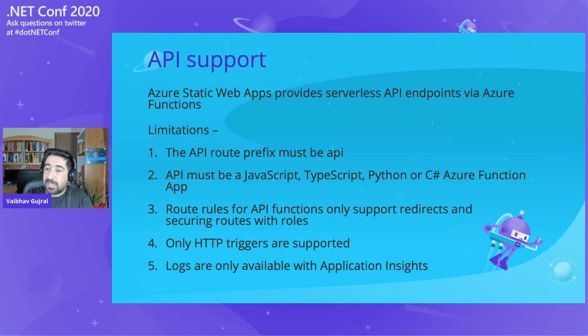And next, Azure Functions supports many triggers, as you will be aware if you are creating an Azure Functions resource. But when you are using Azure Functions based API endpoints with Azure Static Web Apps, it only supports the HTTP trigger. Lastly, these API endpoints don't support the classic Azure Functions logging. If you want to log your API endpoints, you have to use Application Insights.